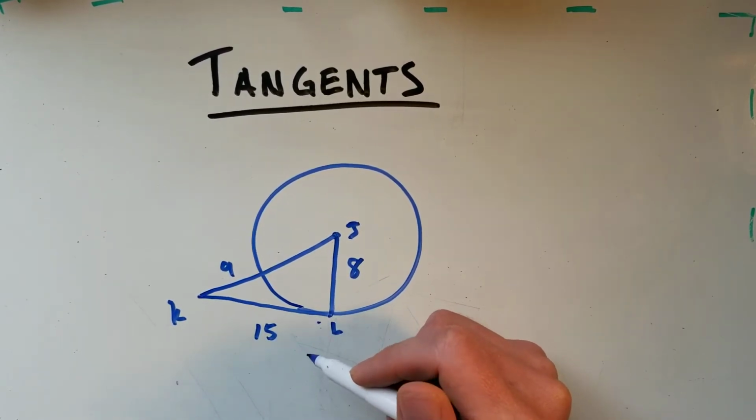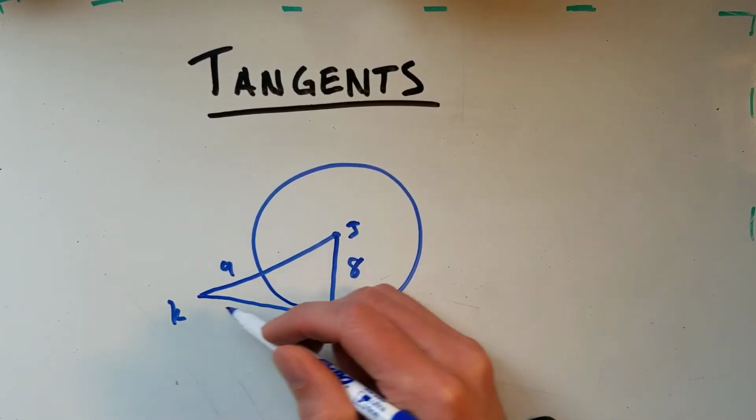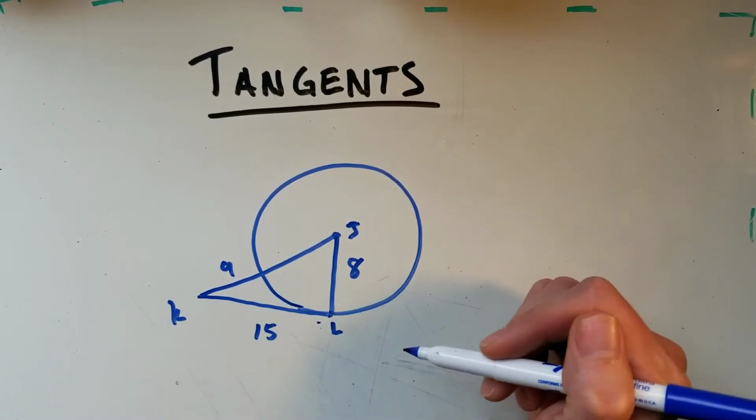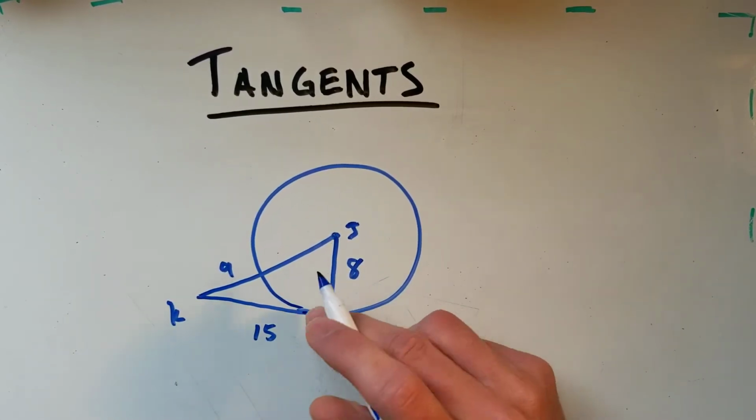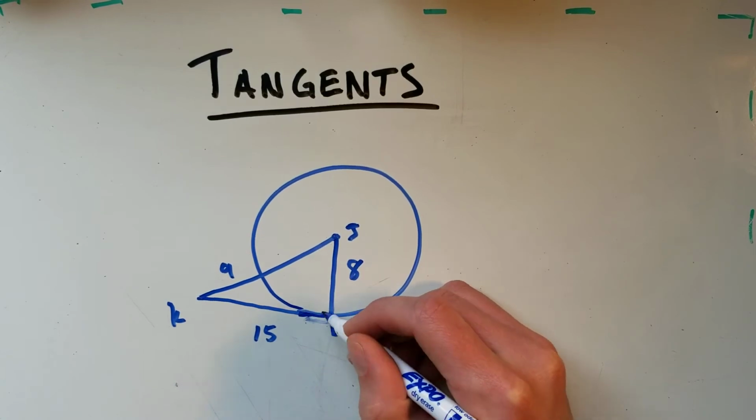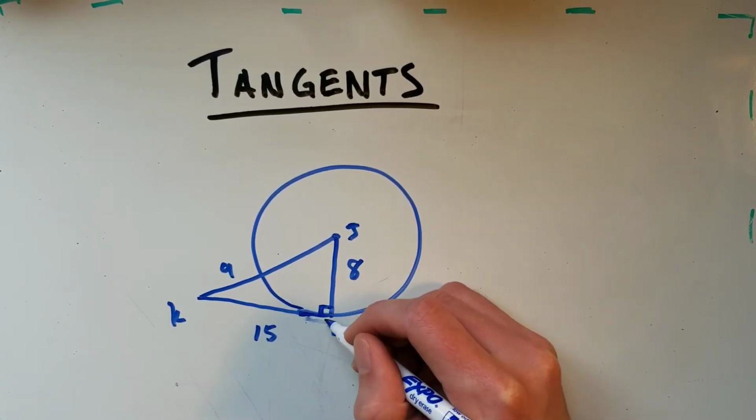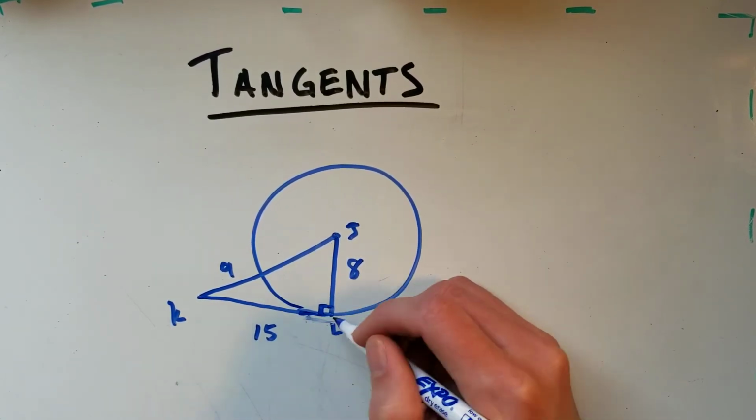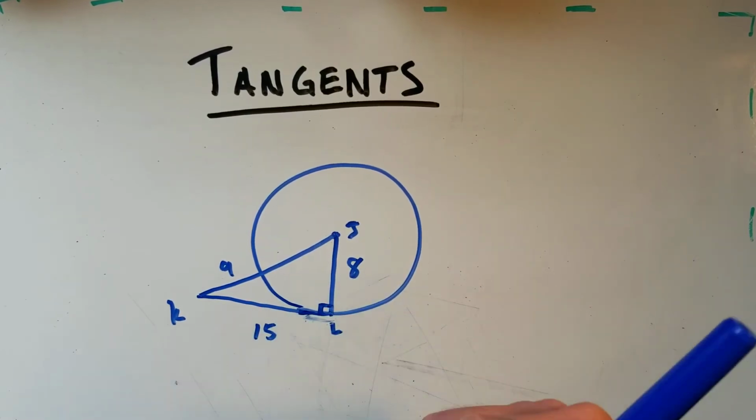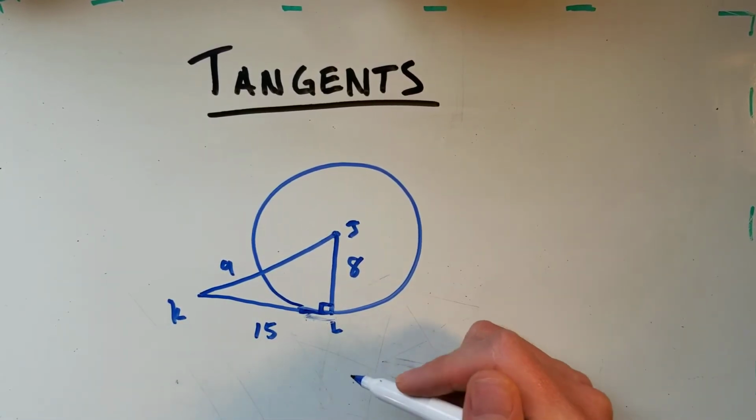Okay, so in order to see if this is tangent, we're going to check to see if this is a right triangle. That's going to be the best way to go. We don't know if it's a right angle, but if this is a right angle, well then it's tangent. And in order to do that, we need to check if this is a right triangle.